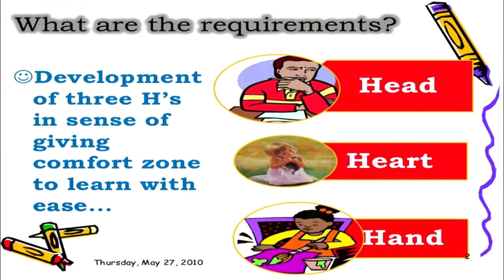Now, what are the requirements for the teaching learning material to be made and used? The development of 3 H's in the sense of giving a comfort zone to learn with ease, and the 3 H's are head, heart and hand. It means involvement of all these three is needed for making TLM and for using TLM.